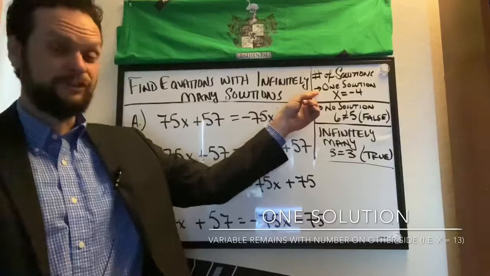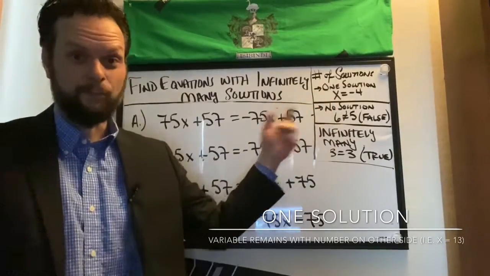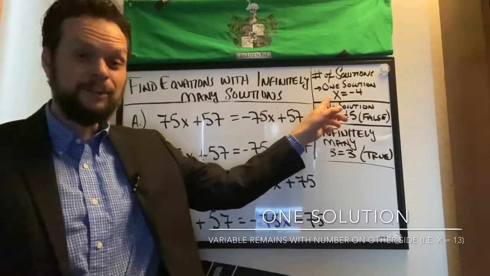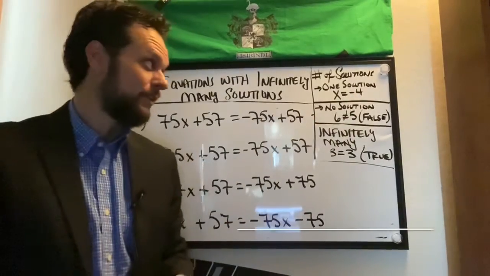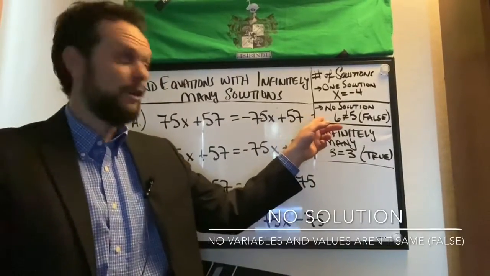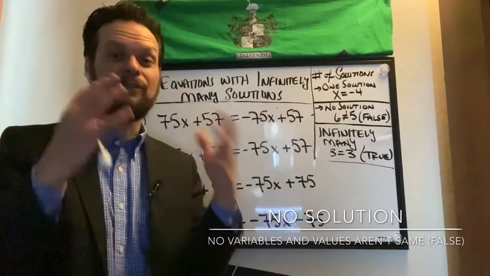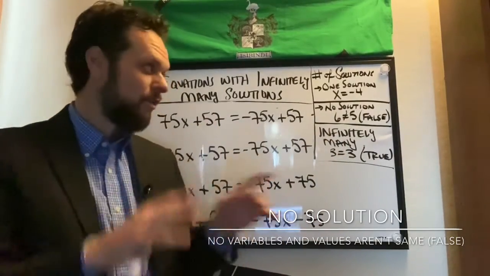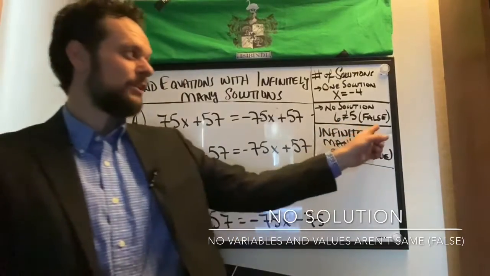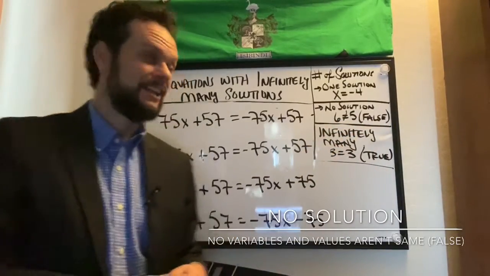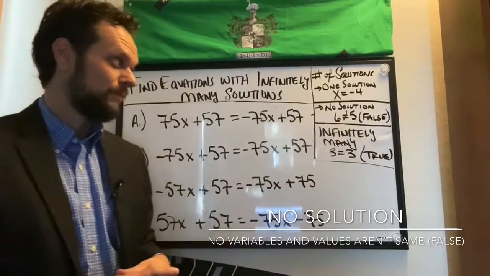We have an option of just one solution, which is what we usually end up with, what we've been working on. We have a variable remaining, but it's just a variable as one, and then a constant all alone on the other side. Then we have an option of no solution, where you don't have any more variables left. They're all gone, and you're just looking at the numbers. And if the number doesn't equal the number, that creates a false statement, so there is no solution.